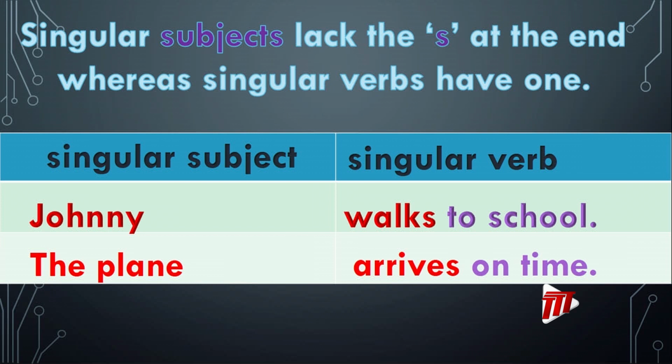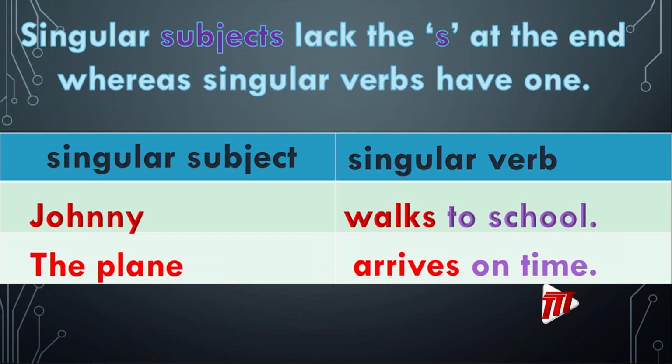So singular subjects, Johnny, one person, singular, walks to school. So the verb there would be walk, right? And that walk will tell you the action that is being done by the subject. And since the subject is singular, the verb is singular, and it ends in that S.